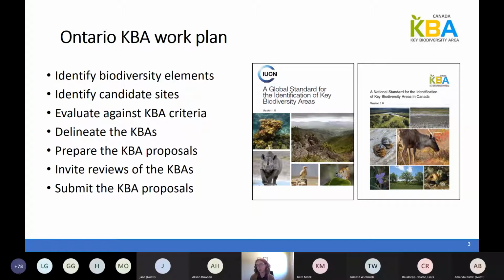We then prepare the KBA proposals and invite reviews of the KBAs, both at a technical and general scale, to make sure that our information is accurate and everyone that wants to have a say has a chance to do so. Once this is done, we submit the KBA proposals for national KBAs to the Canadian Secretariat, and for global KBAs, it goes from the Canadian Secretariat to the Global Secretariat.